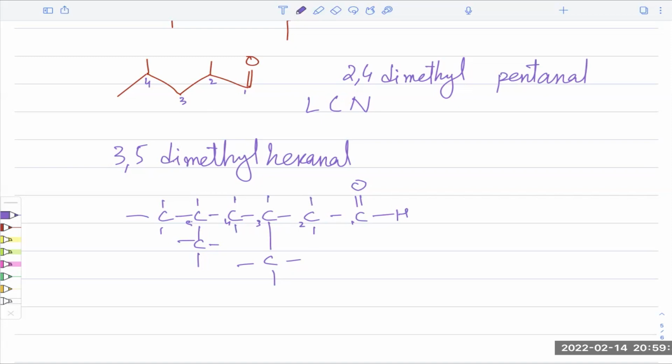And yep, that's it. How do I write its skeletal formula? I have 6. So 1, 2, 3, 4, 5, 6. Last one has a double bond. Third has a methyl. Fifth has a methyl. And there you go. That's the thing.